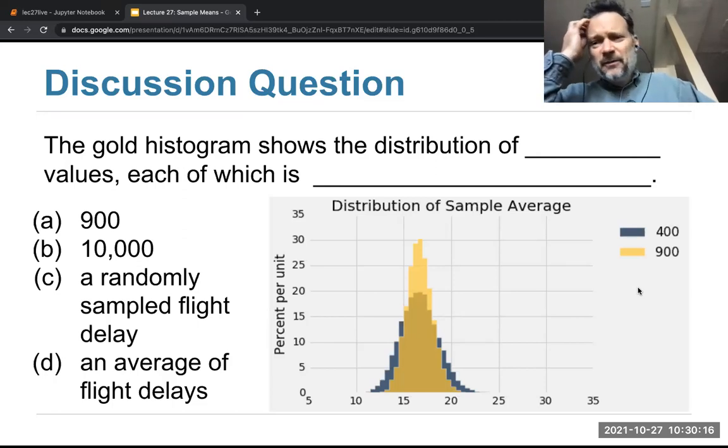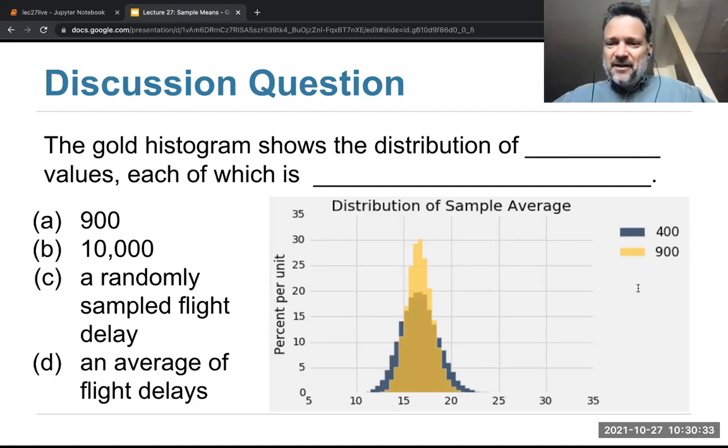Someone want to talk through for me a reason why you might put B, 10,000 in the first blank? You type in the chat. Yeah, 10,000 is the number of simulated values. That's how many times we simulated this sample and take the average process. It's the number of repetitions.